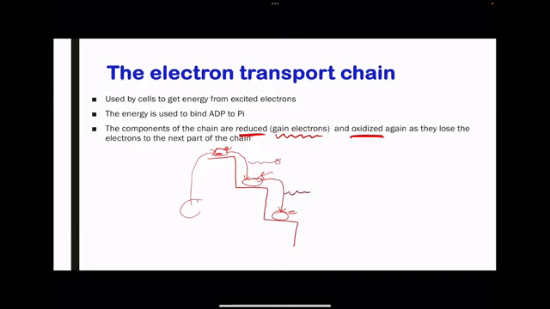So this energy that has come off as electrons transition from a higher energy level to a lower energy level is going to be used in the processes that lead to formation of ATP. So I said here the electron transport chain is used by cells to get energy from the excited electrons, and then this energy is going to be used to bind ADP with Pi in order to generate an ATP molecule. Then the components, of course, of this electron transport chain are going to go through reduction as well as oxidation in order to allow the electron to transition to the lower energy levels.